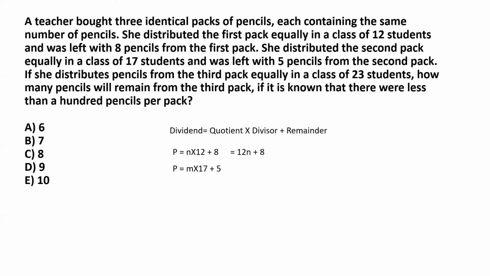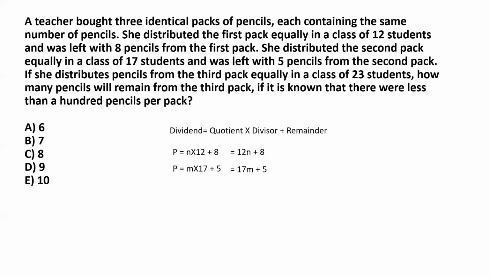M, we don't know what m is, but m is just like n, it's an integer. And m and n may be different, right? And they have to be different because we are dividing the same number of pencils amongst a different number of students. So that quotient will have to be different. But we can write something like this. So P is equal to 17m plus 5.